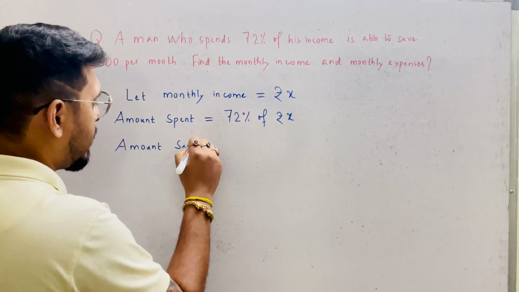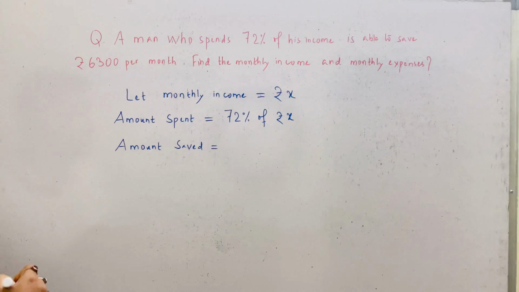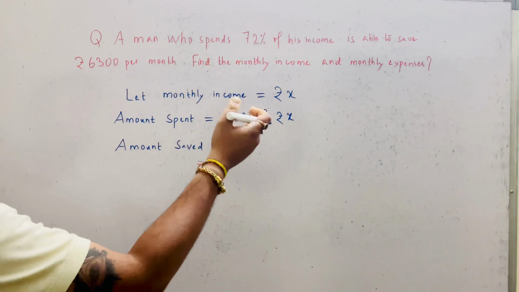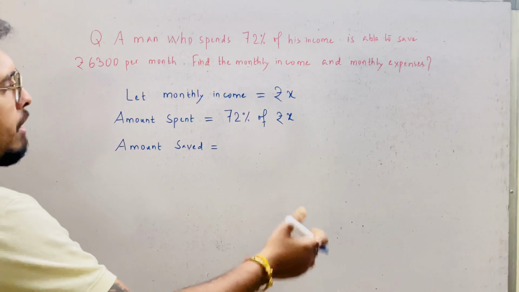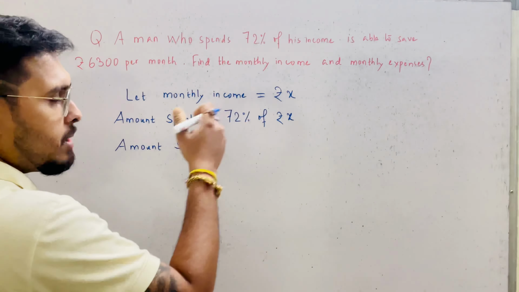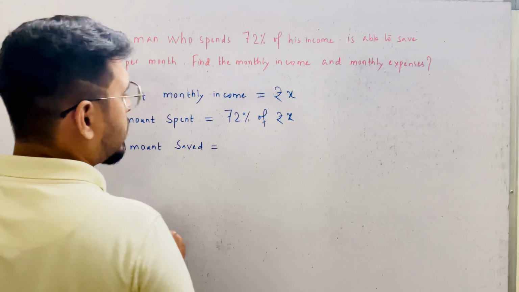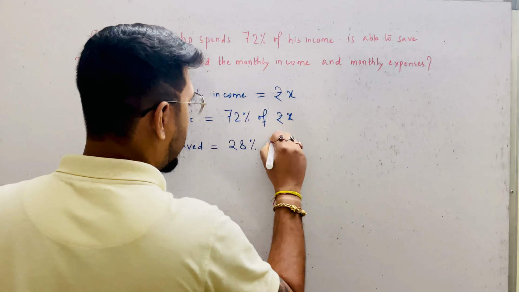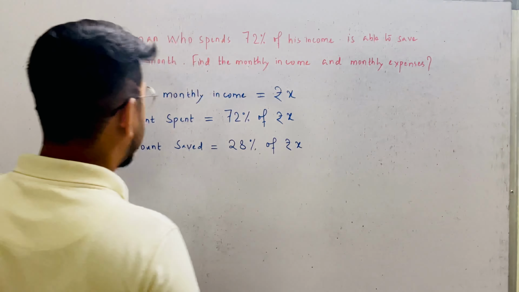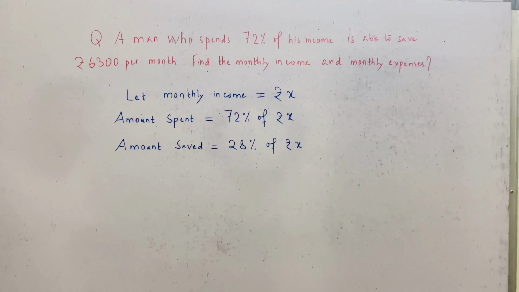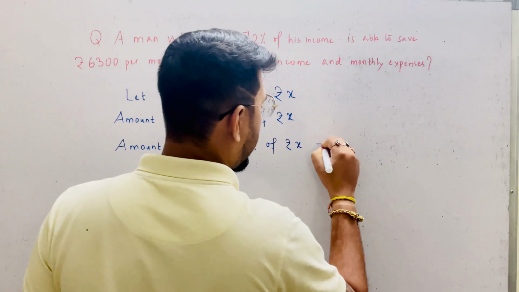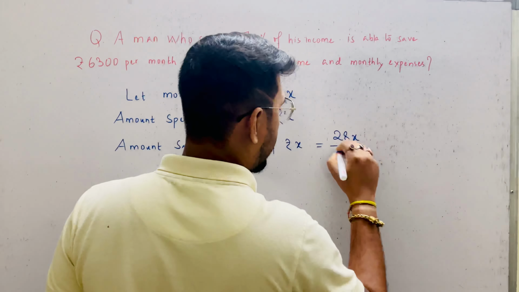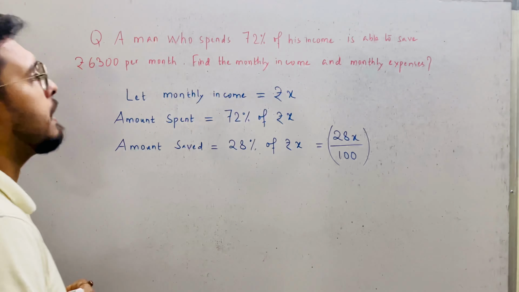Now we know that total is 100 when we say percent. For example, 72% means what? 72 out of 100. So out of 100, 72 is spent. So out of 100, how much is saved? That is 100 minus 72, which will be 28. 28% of rupees X, that is saved. Now what is 28% of rupees X? That is 28x divided by 100. This amount is saved.